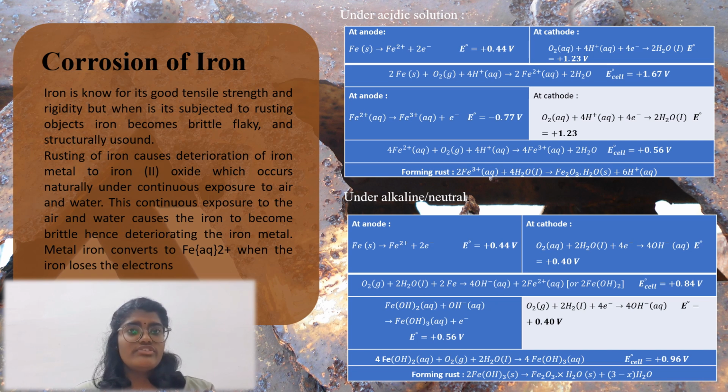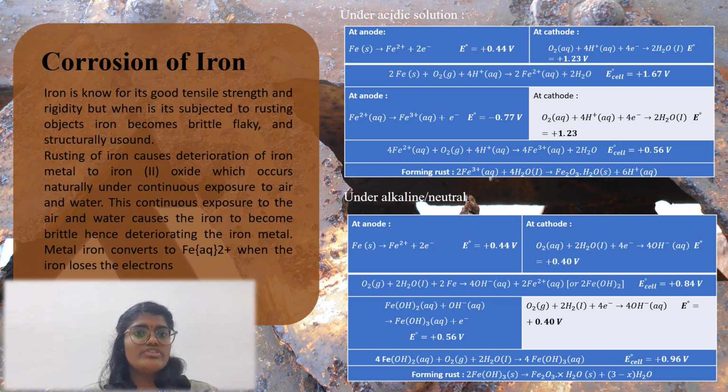When the iron surface is continuously exposed to air and water, this causes the iron surface to undergo the deteriorating process and become very brittle. Metal iron converts to Fe2+ when the iron loses electrons. The lost electrons will then combine with H+ ions. H2O and H2CO3 that are present in the atmosphere will release the H+ ions, and this is considered as the cathode position. There are two conditions where the rusting process will happen.